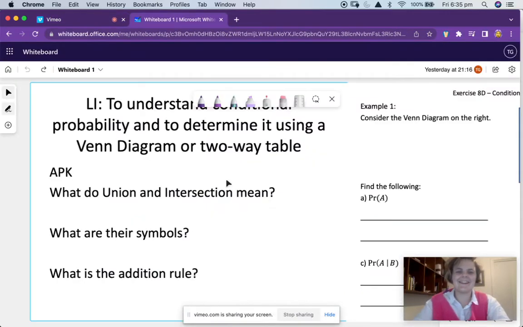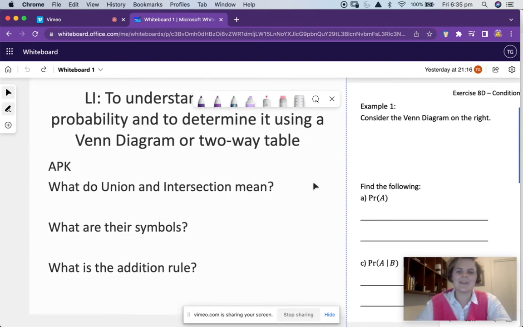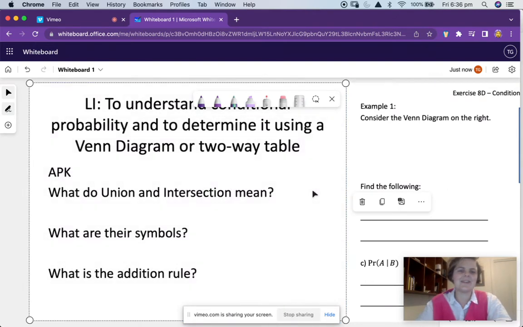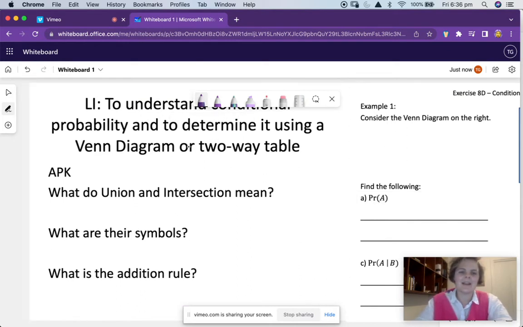All right, so now we're looking at conditional probability, exercise 8D. Our learning intention today is to understand conditional probability and to be able to determine it using a Venn diagram or a two-way table. And so to activate our prior knowledge here, let's quickly describe what union and intersection mean, what the symbols are, and what the addition rule is.